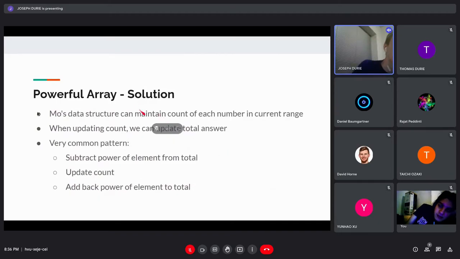So basically the idea is we want to maintain the count of every number in the current range. And then when you update the count, update the total answer. And we're using this pattern that's going to show up a lot in a lot of these problems, where we subtract the power of the element from the total, we update the count, and we add the power of the element back to the total.